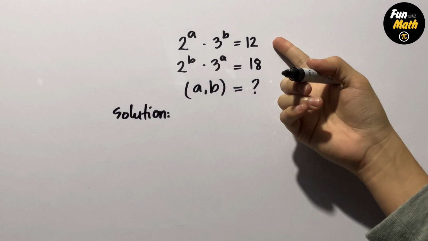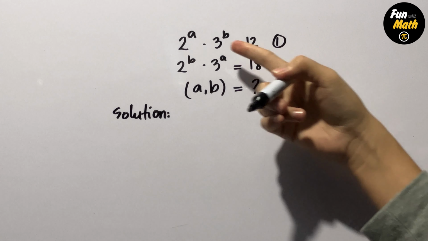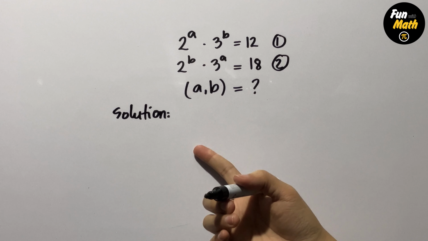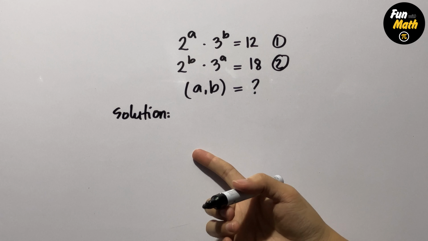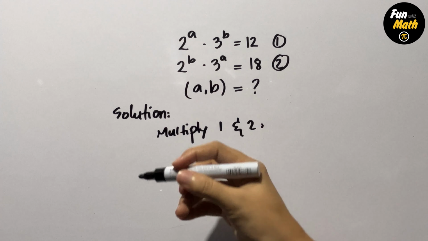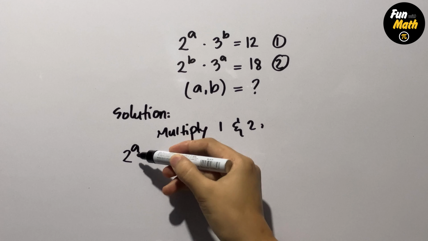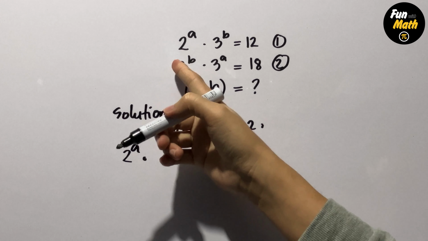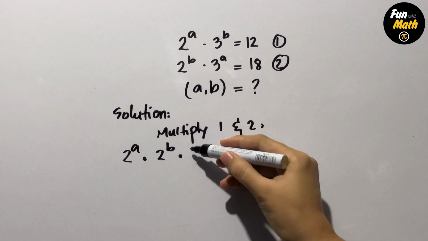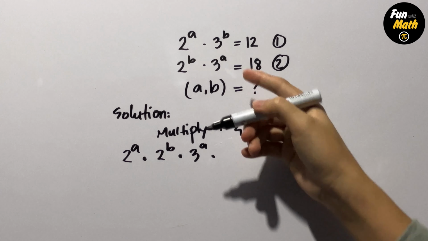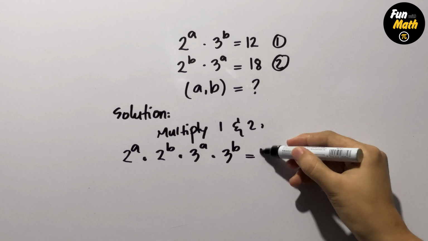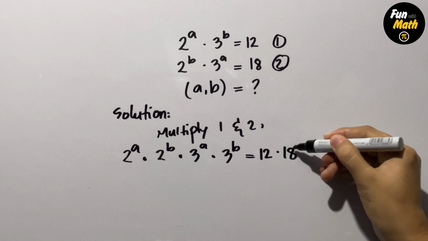By the way, this is our first equation and this is our second equation. Now, what we are going to do is let's multiply equation 1 and equation 2. So that is 2 to the power of a times 2 to the power of b times 3 to the power of a times 3 to the power of b equals 12 times 18.